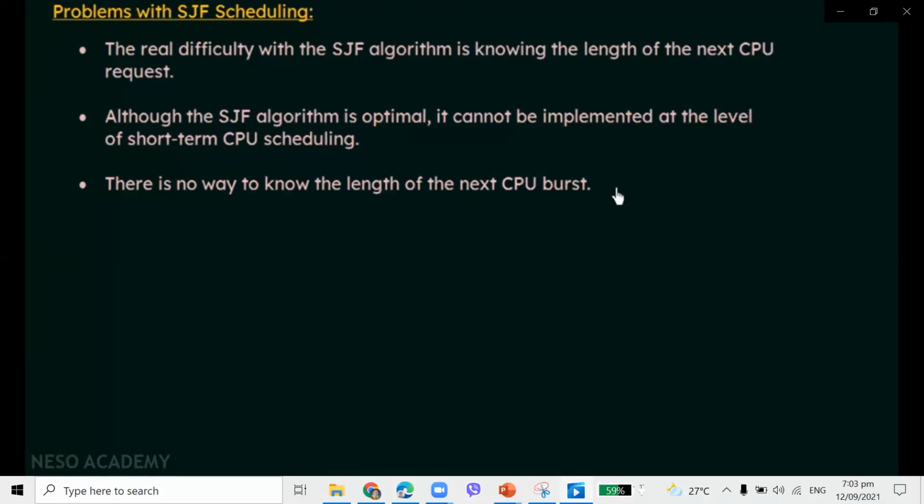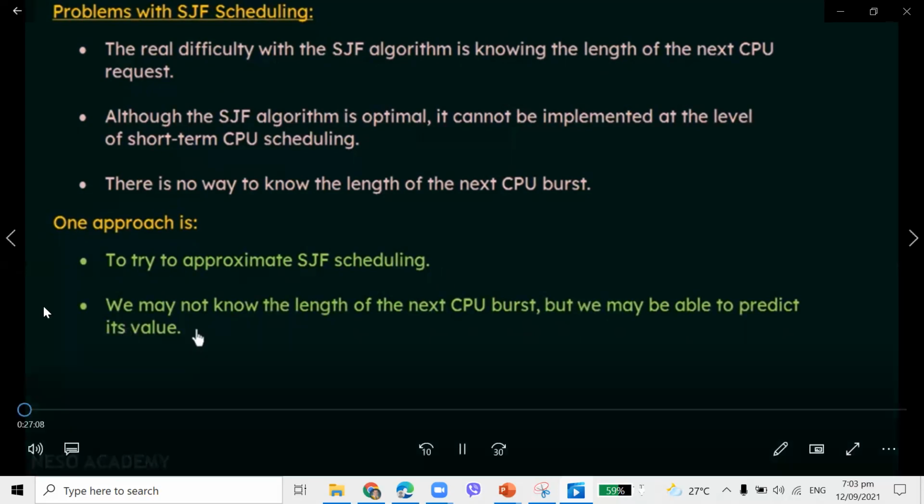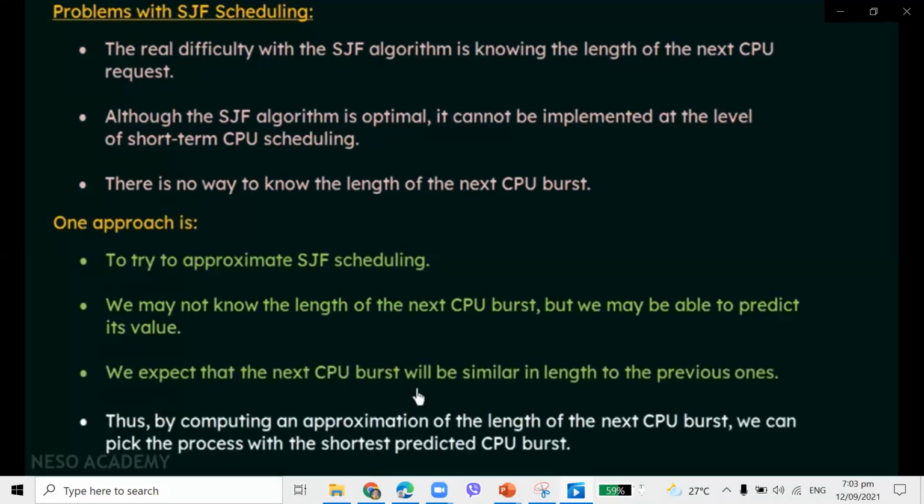So you may be thinking, if we can never know the length of the next CPU burst, how are we ever going to use this SJF scheduling algorithm? There are ways to still use it, and let's see how. Our approach is to try to approximate the SJF scheduling. Now how are we going to approximate it? We may not know the length of the next CPU burst, but we may be able to predict its value. We may not be able to know it exactly, but there are ways we may be able to predict or assume its value. That is, we expect that the next CPU burst will be similar in length to the previous ones.